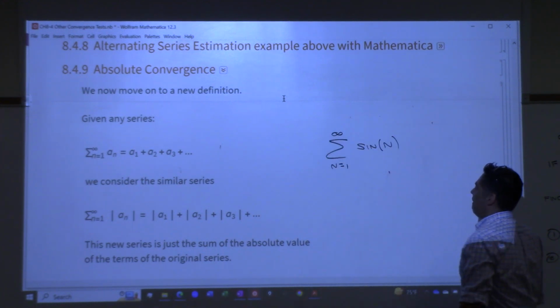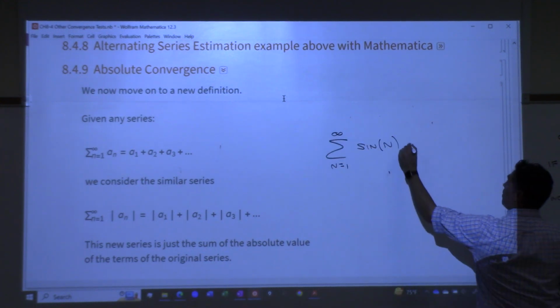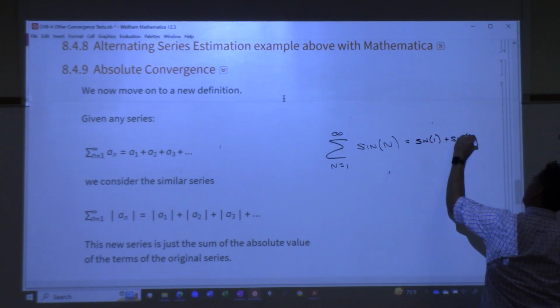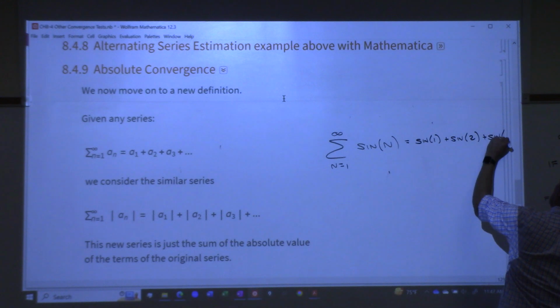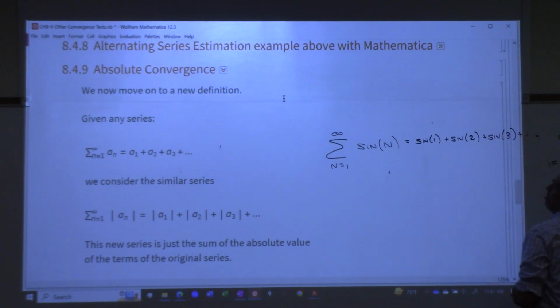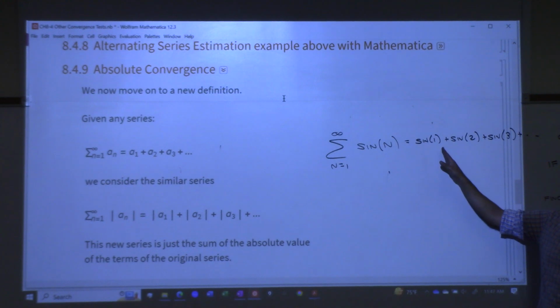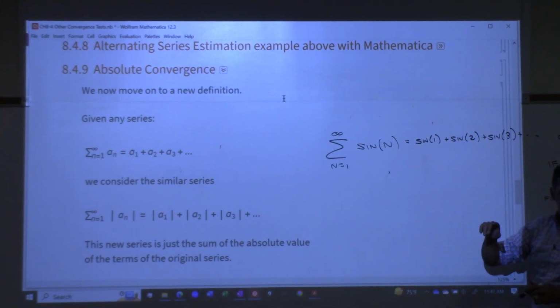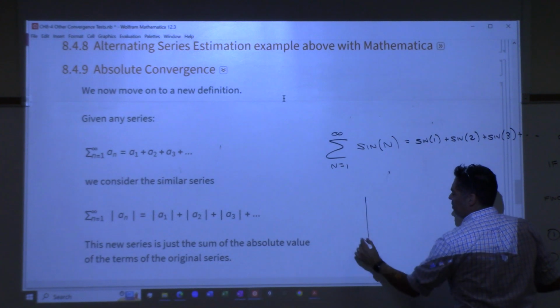So that series, when you look at it, is sine of 1 plus sine of 2 plus sine of 3 plus forever, right? This is not an alternating series. It doesn't go positive, negative, positive, negative. In fact, it does weird stuff. Sometimes these are positive and sometimes these are negative. Do you remember me showing you all the graph of that sequence?